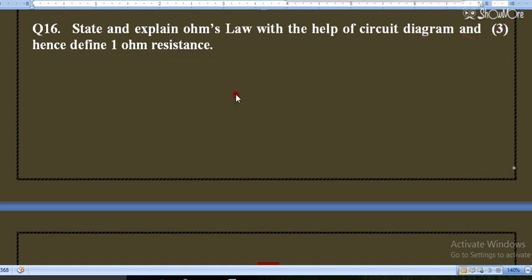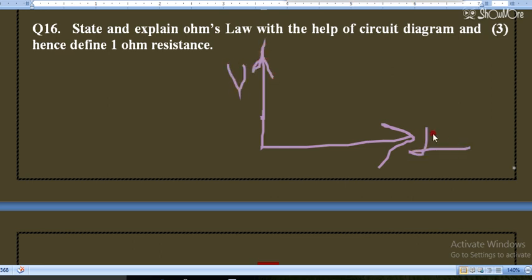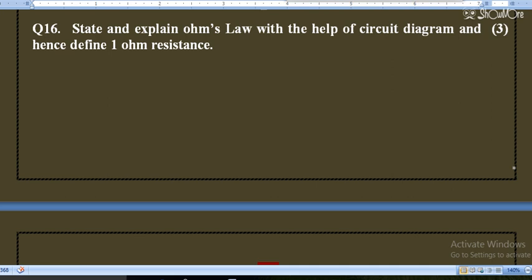Otherwise you can plot the graph of V versus I also. Some students have not drawn the Ohm's law circuit diagram, and some students have drawn the VI characteristics. We are considering that also as the right answer and we are just deducting 1 mark. So this is the V versus I graph, and if any student has drawn it, they all are right, nothing is wrong. Any graph between V and I in this way is right.